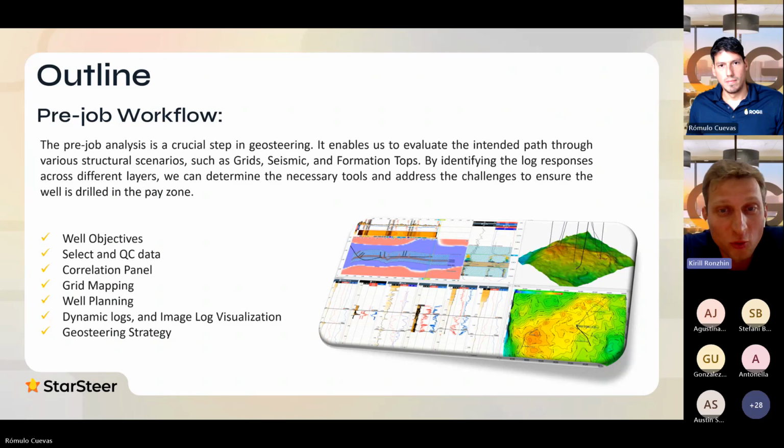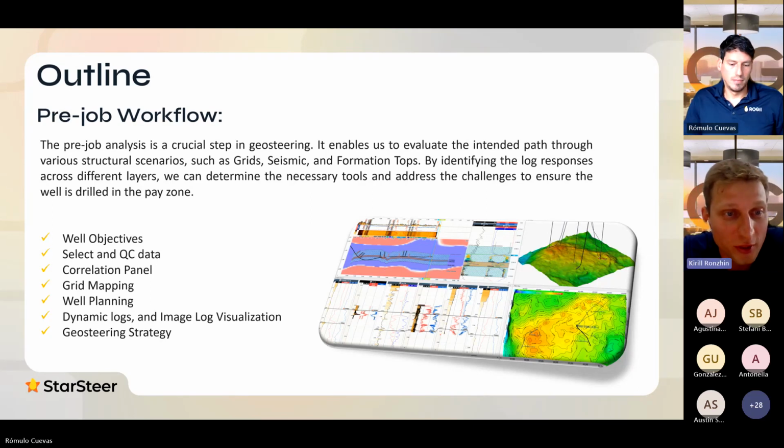Then the next part is, of course, to look at the data which is available to us, to select the appropriate data, QC this data, make sure we have good quality data, and that it's sufficient for the job. We also build a correlation panel because we want to look at the wells that we drilled in the area where we plan to drill our lateral well. That's important because we want to see potential lateral variations, look at the log responses, and probably select the right tool for the job.